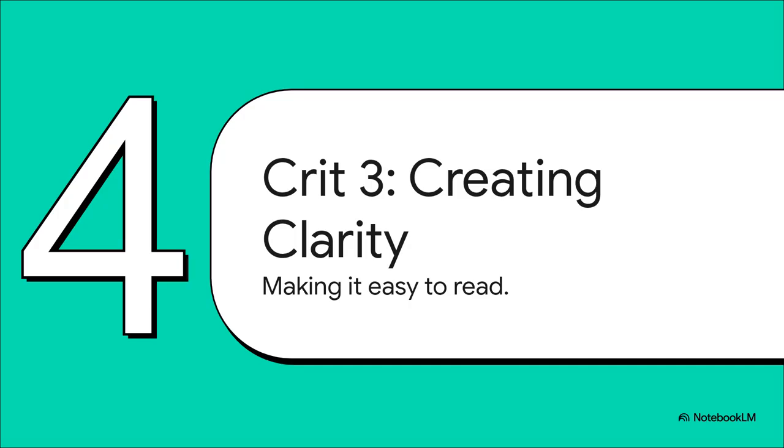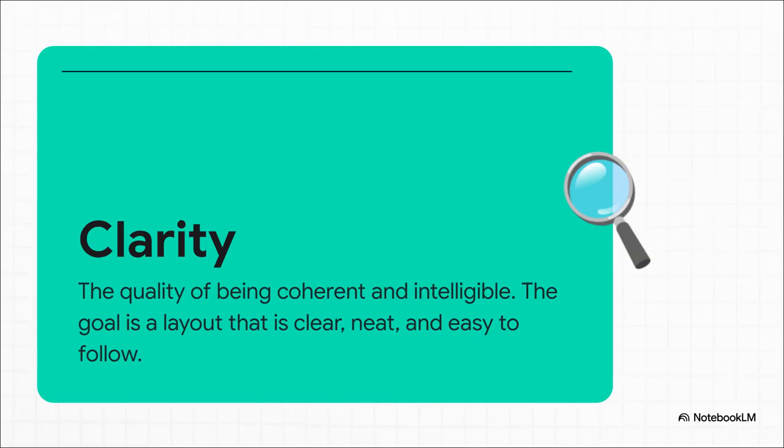All right, so we've got accurate information and we've got the complete picture. But what if it's just a giant, messy pile of text? It's useless, right? That brings us to our third criterion, creating clarity. It's all about making the blueprint easy to read and understand at a glance. So what do we even mean by clarity here? It just means the whole thing is coherent. It makes sense. The layout is clean, it's neat, and it's super easy to follow. The goal is for you to be able to look at it and just get it effortlessly.